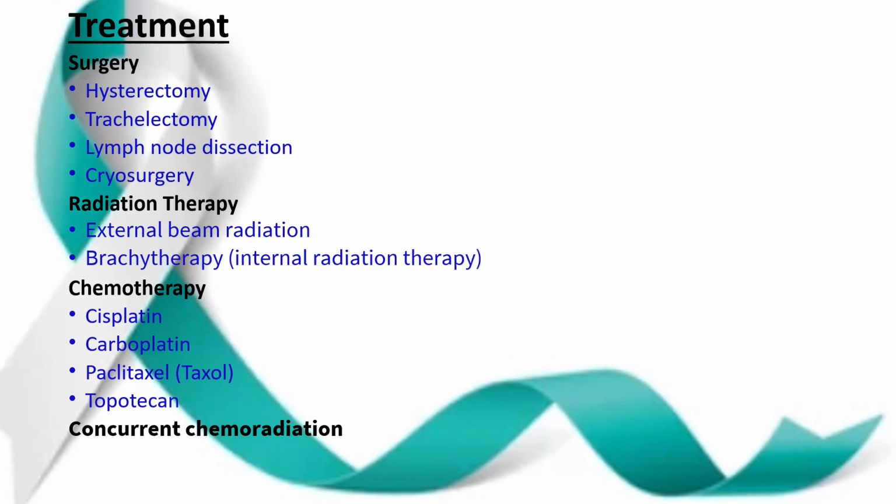Radiation therapy. Here we have two types: external beam radiation, where radiation is given externally to the infected or cancer region, and brachytherapy, the internal radiation therapy, where the radiation is given internally near the cancer cells. Chemotherapy uses cisplatin, carboplatin, paclitaxel and topotecan. The last one is concurrent chemoradiation, which is a combination of both radiation and chemotherapy. So this is all about cervical cancer.